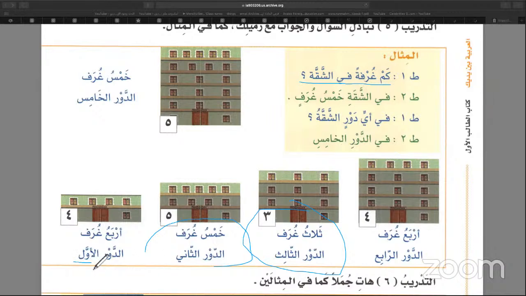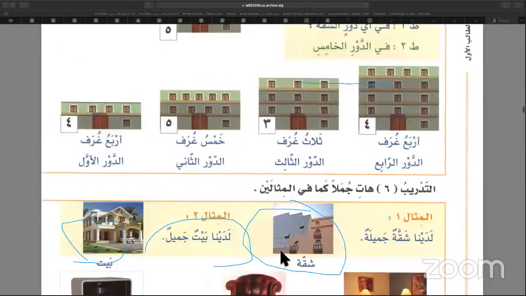All right. Okay, Fatima. كم غرفة في الشقة. How many rooms is in the apartment? في الشقة 4 غرف. In the apartment there are 4 rooms. في أي دور الشقة؟ In which floor is the apartment? في الدور الأول. It is in the first floor. Great. Okay, moving on.